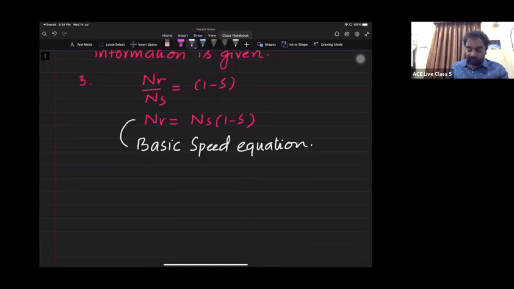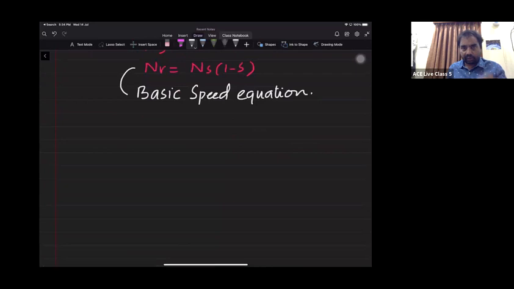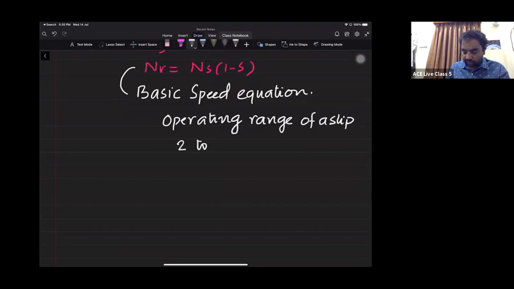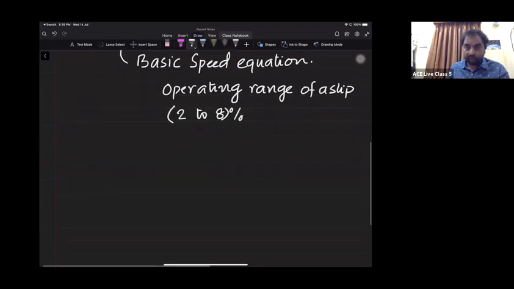Right. Now, basing on this, I'm trying to decide a few things. What is the operating range of a slip? It is 2 to 8%. We already told you the speed should be closer to synchronous speed. So this is the no load slip, and this is the full load slip.